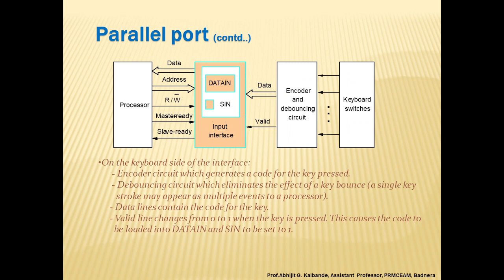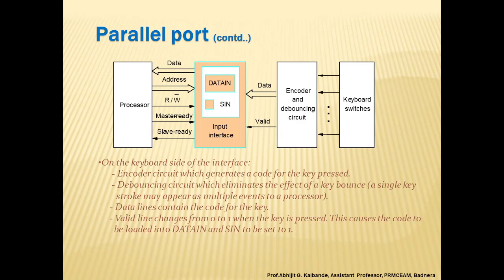Now here on the keyboard side interface, there is the encoder circuit that generates the code of the key press, and the debouncing circuit, which eliminates the effect of key bouncing. A single key stroke may appear as multiple events in the processor.